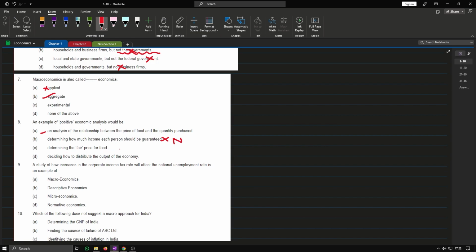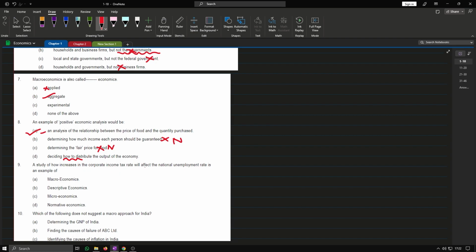Determining the fair price for food. So what should be the fair price? How things ought to be is discussed when it comes to fair price, right? So it shall be normative, not positive again. Deciding how to distribute. So again, how to is a situation that should be, that is not how things are. So option would be A. An analysis of relationship between price of food and quantity purchased. So this is merely a comparison of how things are.